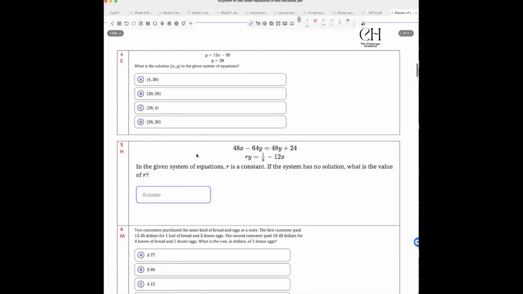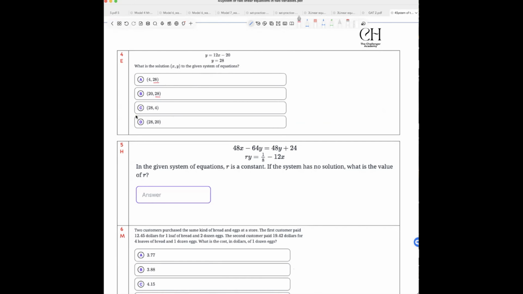Let's move to the next one. Easy question. y equals 12x minus 20 and y equals 28. What is the solution, x and y, to the given system of equations? So we have y equals 28. We will solve it algebraically, then I will go to Desmos to answer this question. You'll choose the answers where the y coordinate is 28.